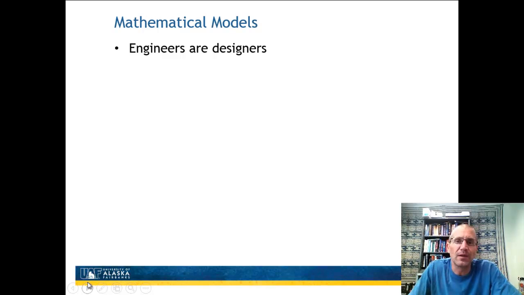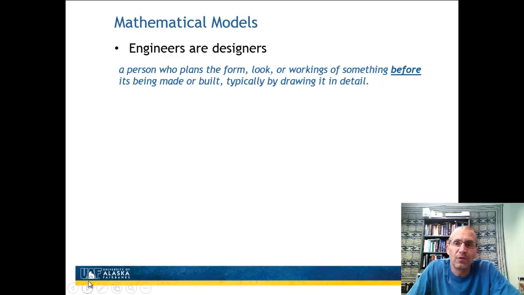So first I want to go ahead and talk about mathematical modeling. And one of the important things that I think is most intriguing about being an engineer is that engineers are really designers. I looked up a definition of a designer, and here's one from the web. It says, a person who plans the form, look, or working of something before it's being made or built, typically by drawing it in detail. So it's a good definition of a designer.